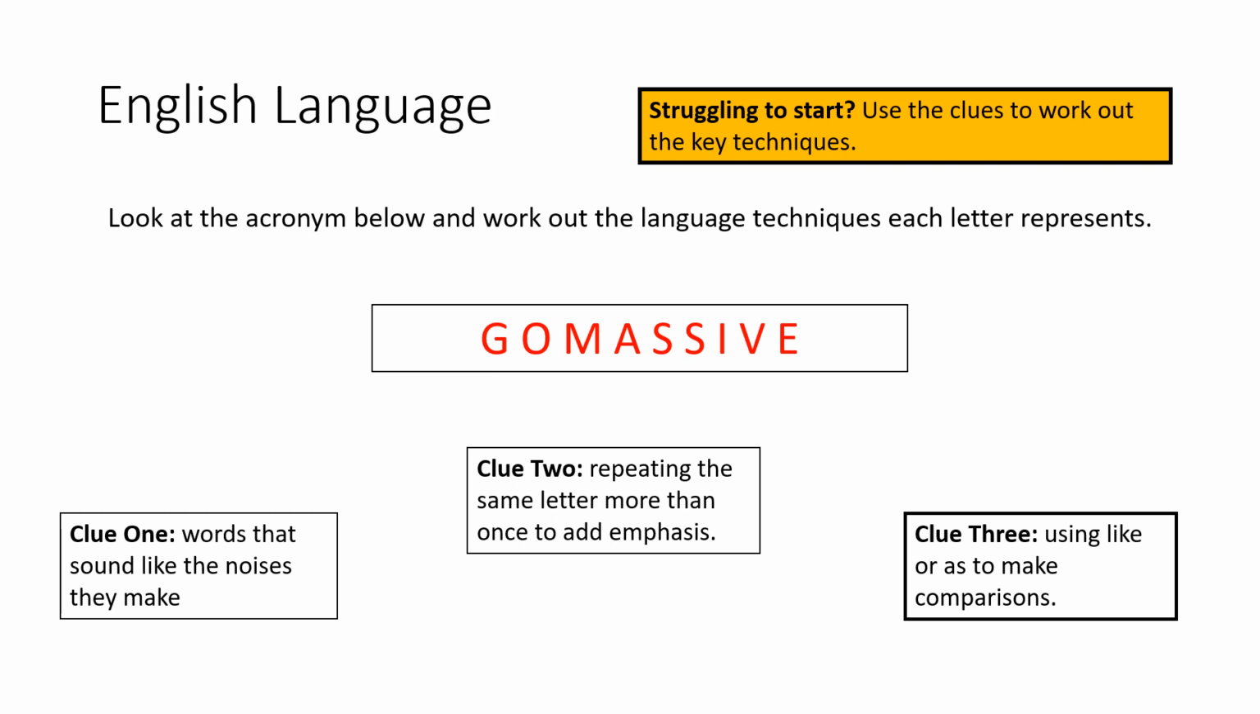You'd also want to avoid using the same technique too many times. So for example, if you've used a simile, which is one of the S's in Go Massive, that is fantastic, but you don't want to keep using a simile over and over again, because as far as the examiner is concerned, yes, you've shown how to use that one technique, but what else can you do? How can you demonstrate that you know how to use a range of language techniques and not just the same one over and over again?